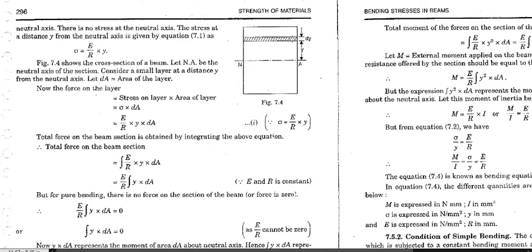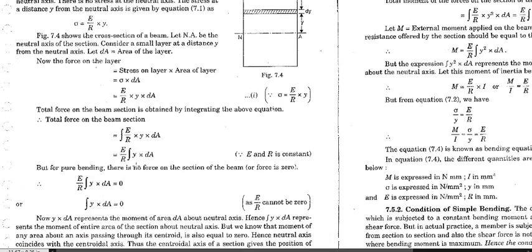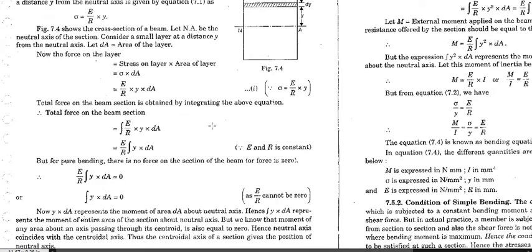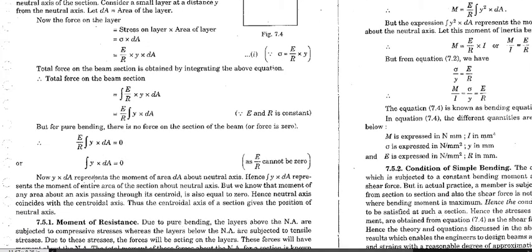So let us consider this section area of dimension dy and area A at a distance of y from the neutral axis of this rectangular section. The force acting on this layer will be equal to stress into the area, which is this formula, and if we integrate it for the whole section above the neutral axis, then we will get this formula. Since this is a case of pure bending, the net force will be equal to 0.